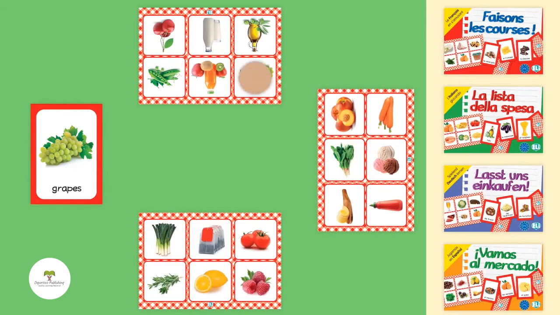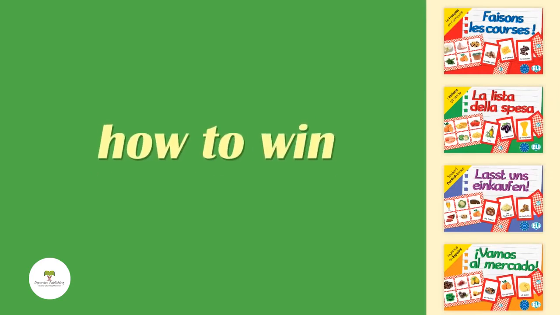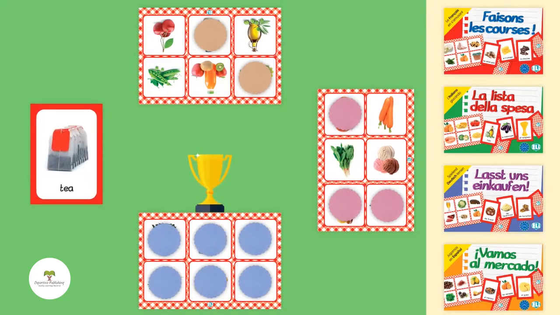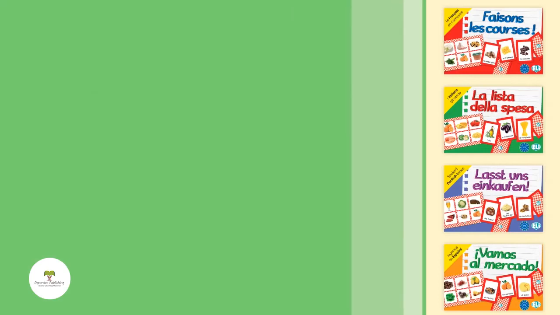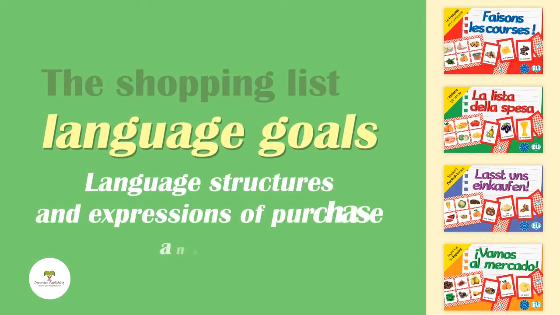Players cover, with their tokens, the images of the chosen items on their play sheets. The winner is the player who covers all of his or her squares first. The shopping list focuses on language structures and expressions related to buying and selling.